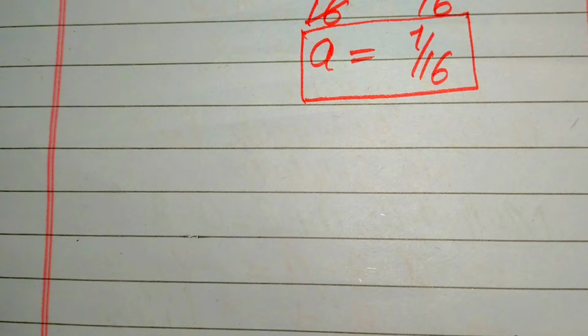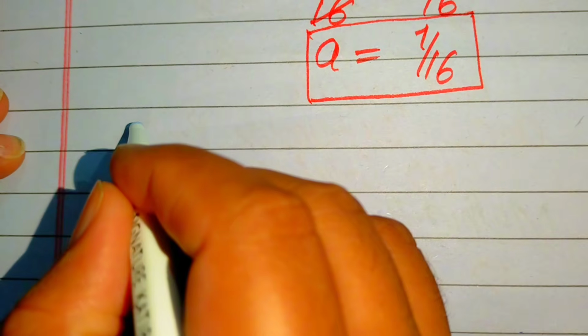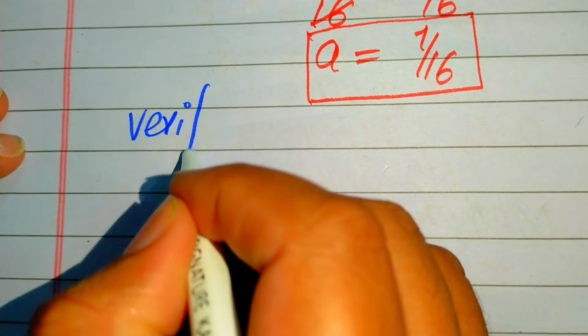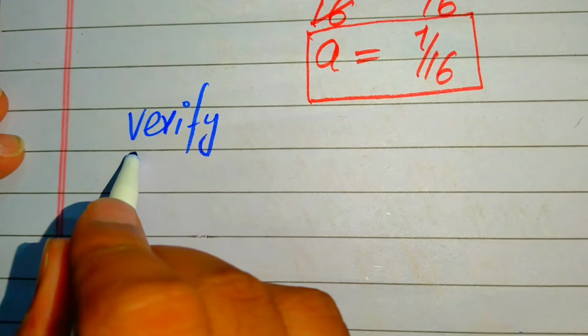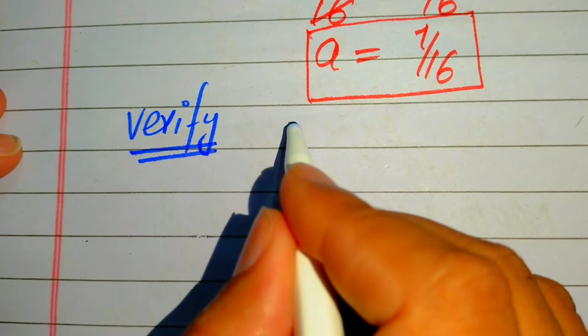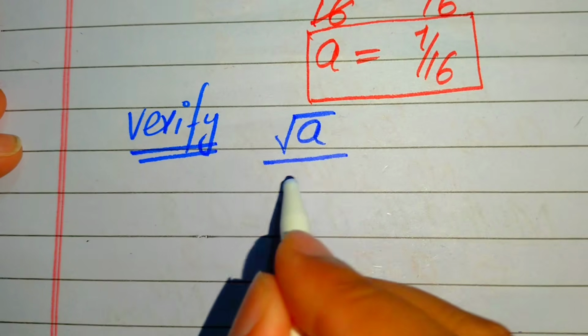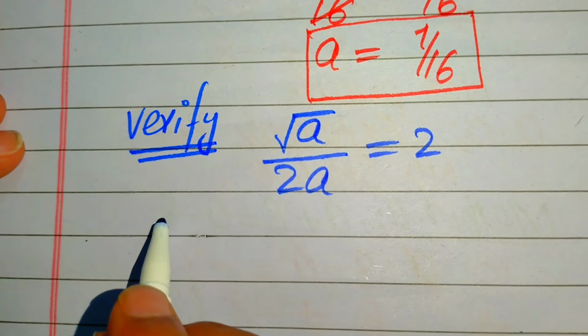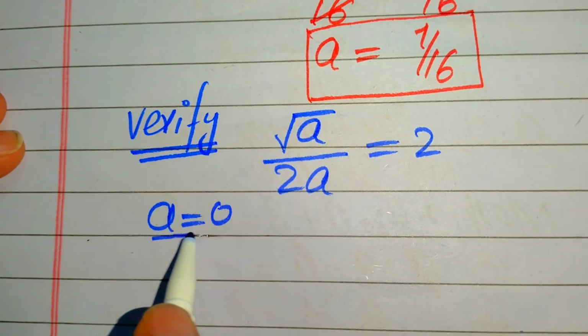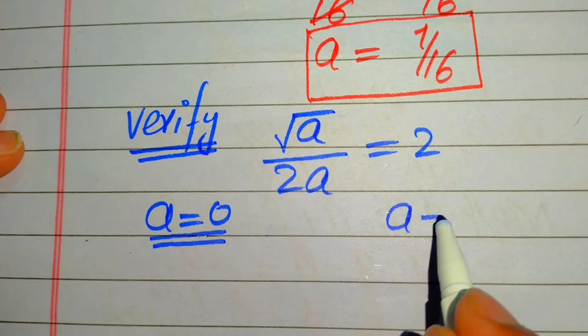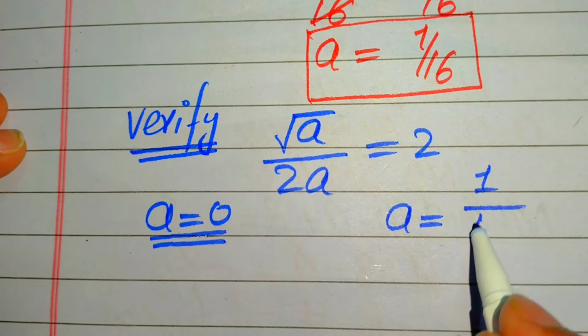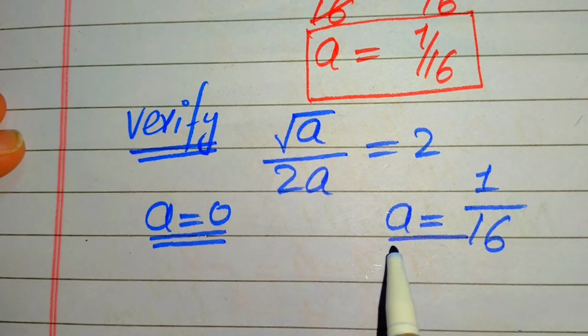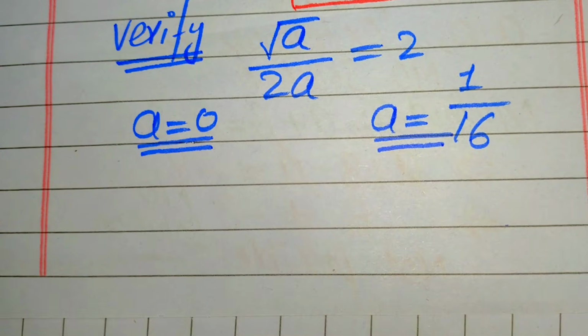And now in the next step we need to verify whether this value of a is a solution, or whether this value of a is an extraneous root. So for verification of these values we need to copy down the given question statement here, and the given question statement is square root of a divided by 2 times a is equal to 2, and on this side we will verify a is equal to 0, and on this side we will verify a is equal to 1 over 16. So we will verify both of these two roots.